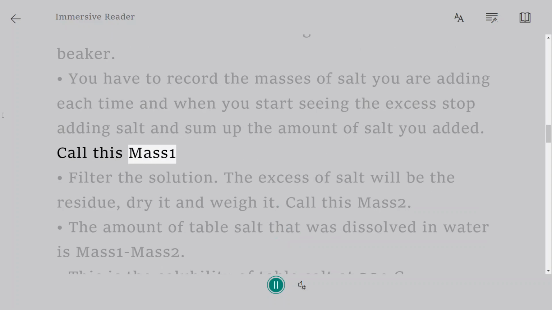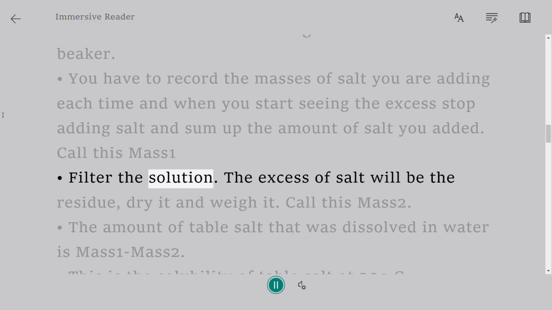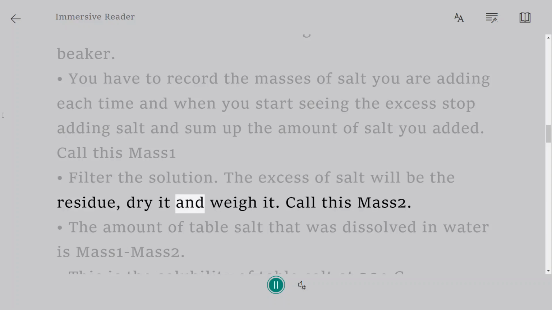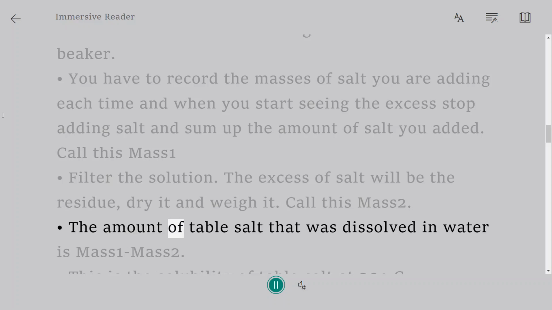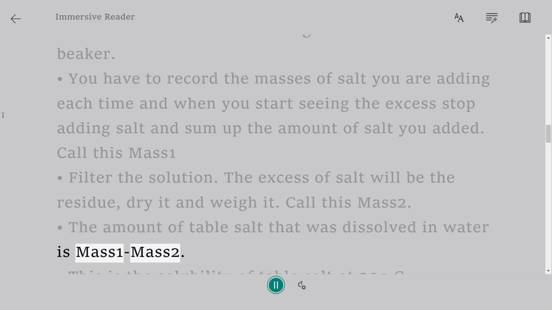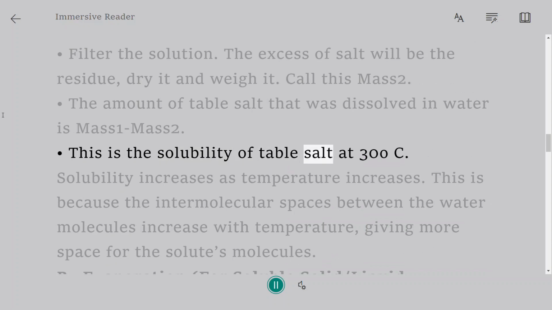Call this mass 1. Filter the solution. The excess of salt will be the residue, dry it and weigh it. Call this mass 2. The amount of table salt that was dissolved in water is mass 1 minus mass 2. This is the solubility of table salt at 30 °C.